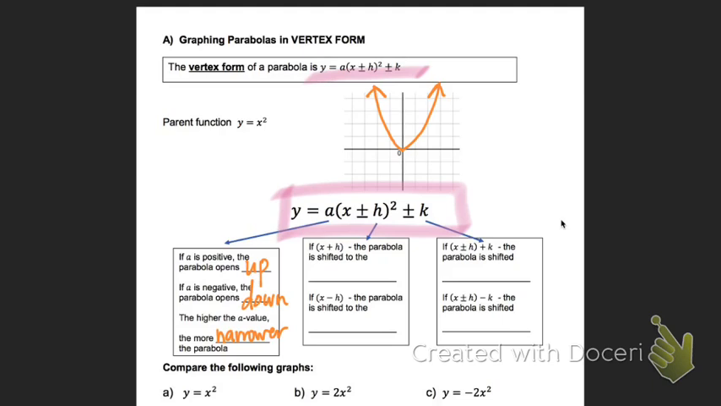So then we're going to look at the inside of the parentheses, the things next to the x. That's going to shift it. Does it shift it up, down, or left, right? Left or right. So if you have an x plus something, it's always going to be the opposite sign. If I had x plus 4, then it would go left 4 units. So you go left h units. And if it's x minus something, it's going to go to the right. So always take the opposite sign.